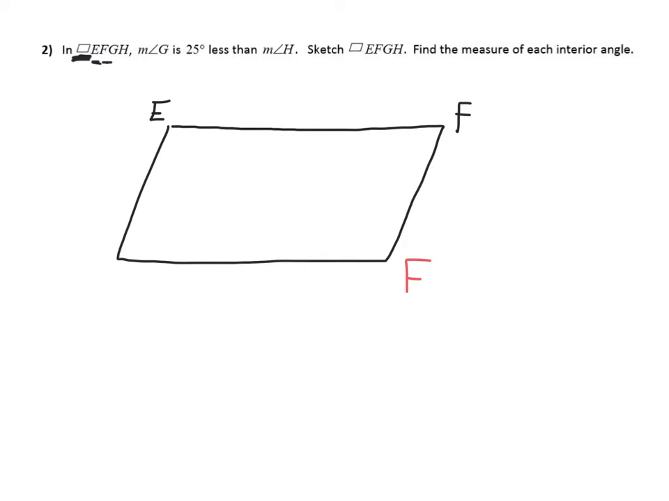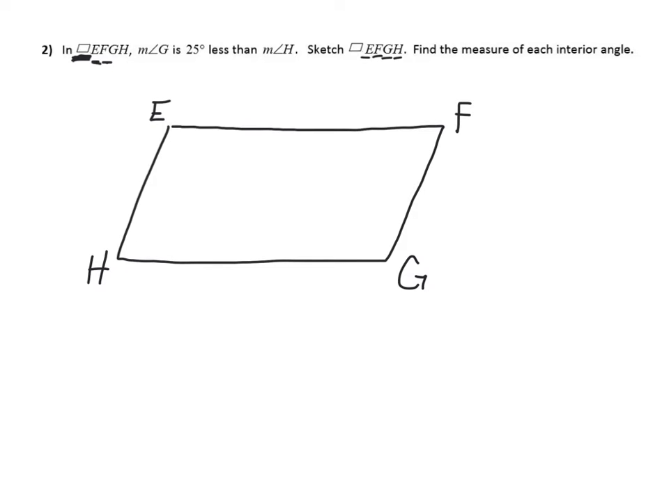F cannot be in that location. It has to be next to E. So we'll have E and F up top, then we'll put G down here, and lastly H. So all the vertices flow in that order: E, F, G, H.